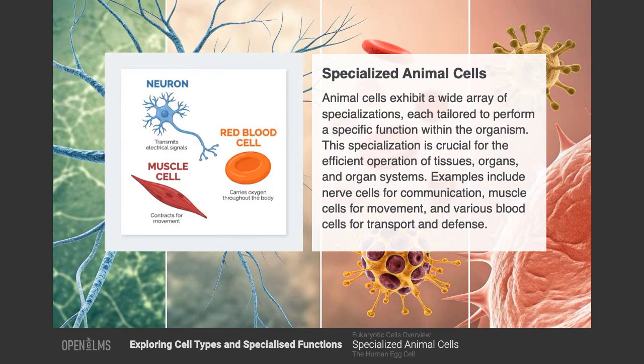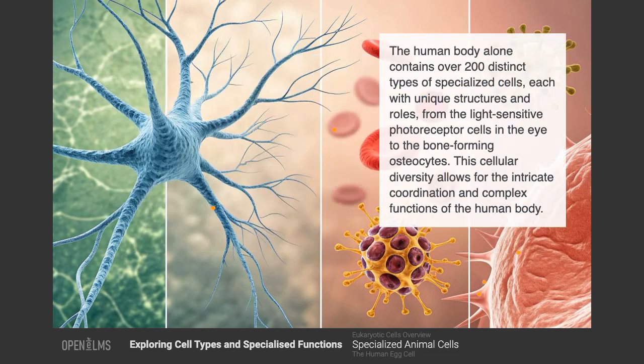Specialized animal cells. Animal cells exhibit a wide array of specializations, each tailored to perform a specific function within the organism. This specialization is crucial for the efficient operation of tissues, organs, and organ systems. Examples include nerve cells for communication, muscle cells for movement, and various blood cells for transport and defense.